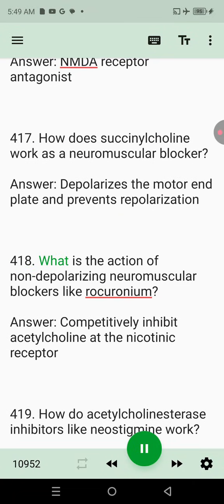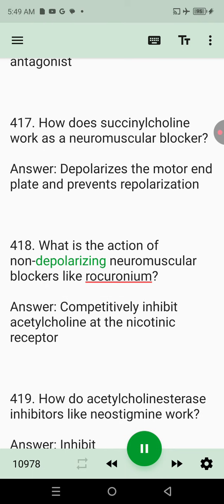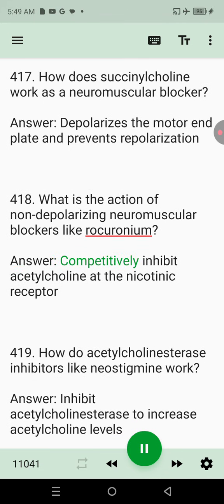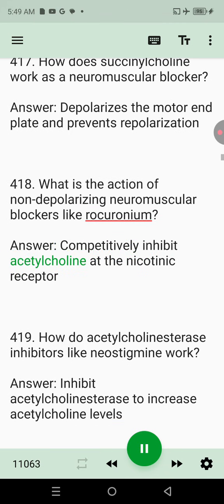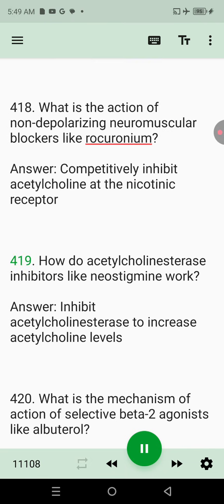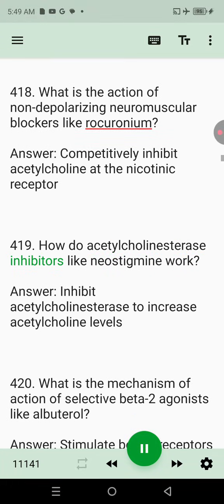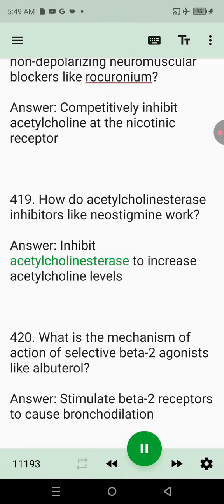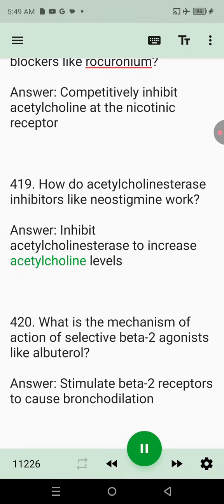418. What is the action of non-depolarizing neuromuscular blockers like rocuronium? Answer: competitively inhibit acetylcholine at the nicotinic receptor. 419. How do acetylcholinesterase inhibitors like neostigmine work? Answer: inhibit acetylcholinesterase to increase acetylcholine levels.